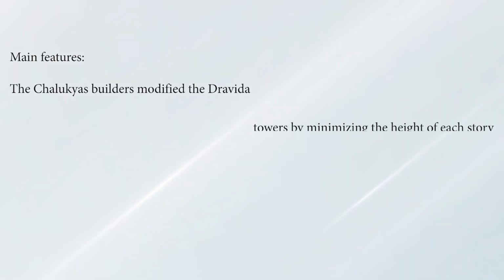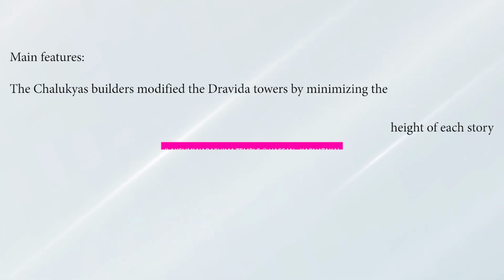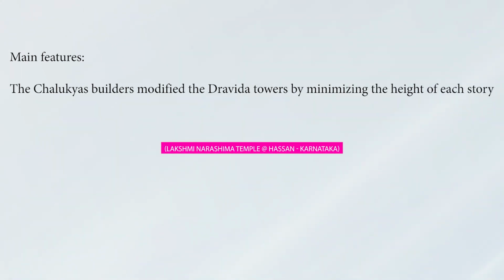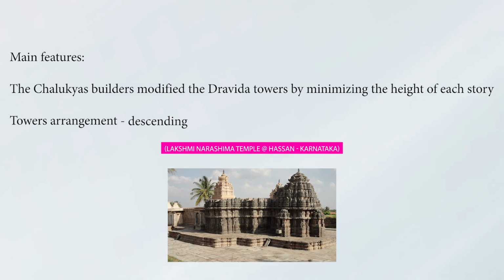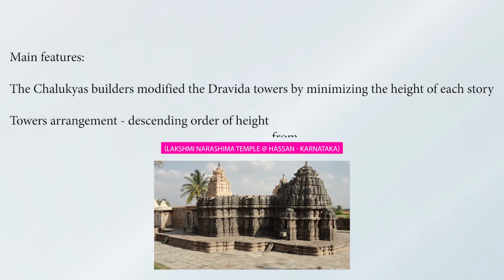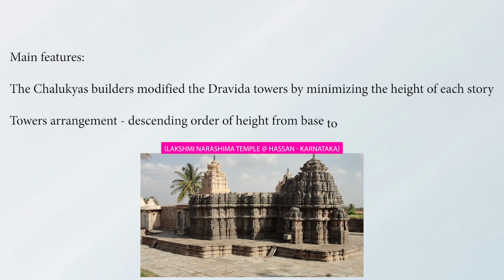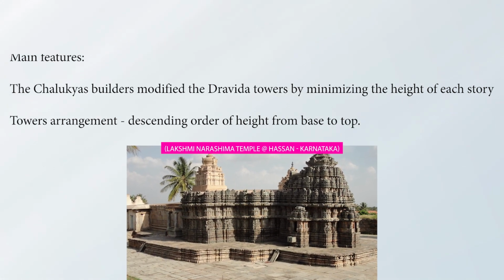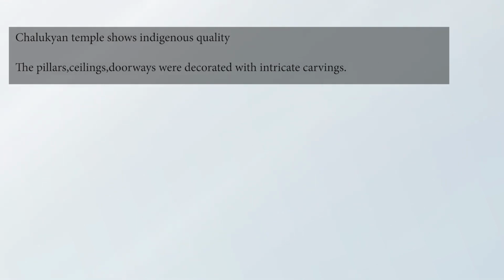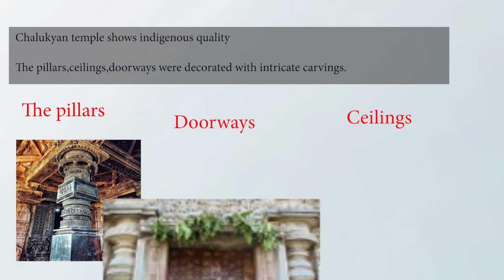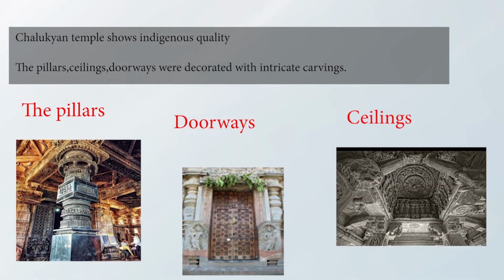Now we are going to see the main and unique features of the Vesara school. The first one is that the Chalukya builders modified the Dravidian towers by minimizing the height of each story and arranged them in descending order of height from base to top. See this picture, Lakshmi Narasimha temple at Hassan. See the towers of the temple, descending from base to top. The second important feature is the open ambulatory passageway. And the final important feature of Vesara temple architecture is that the pillars, doorways and ceilings were decorated with intricate carving.